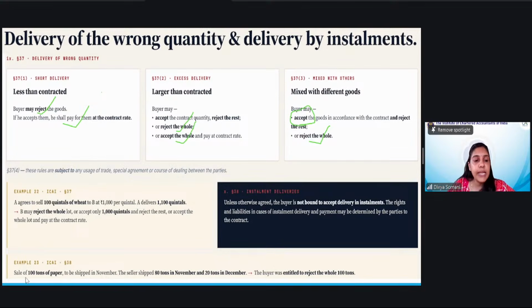So let me read this example again. Sale of 100 tons of paper to be shipped in November, the last example given at the bottom of this slide. The seller shipped 80 tons in November and 20 tons in December. The buyer was entitled to reject the whole 100 tons. Seller cannot say that you are supposed to accept the goods. It is clearly mentioned in law that buyer is not bound to accept delivery in installments. Only if he has specified that he needs delivery in installments will he accept. Otherwise, he is not bound to accept delivery in installments.